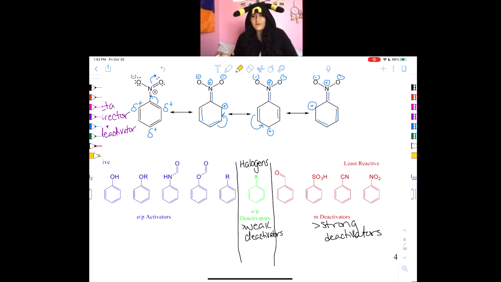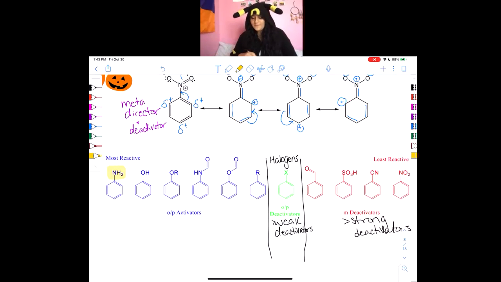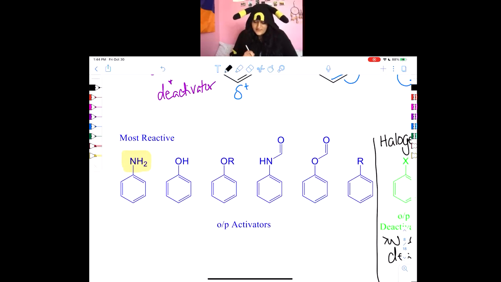And what you guys have to really take away from this list is that NH2 is the most reactive group. It's going to make the benzene ring super active. And the reason for this is that it is the most willing to give up its electrons. Very basic. So it's going to give its electrons and allow the benzene ring to be more active. After NH2, we have our OH groups or our OR groups. Those are pretty much the same on the reactivity scale. OH is just a little bit more reactive.